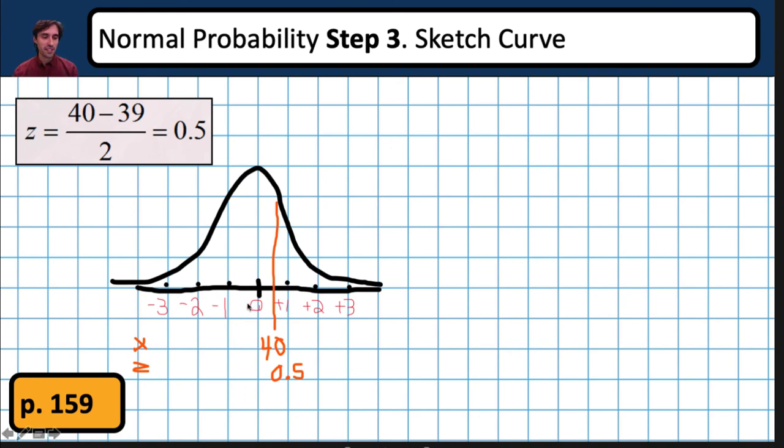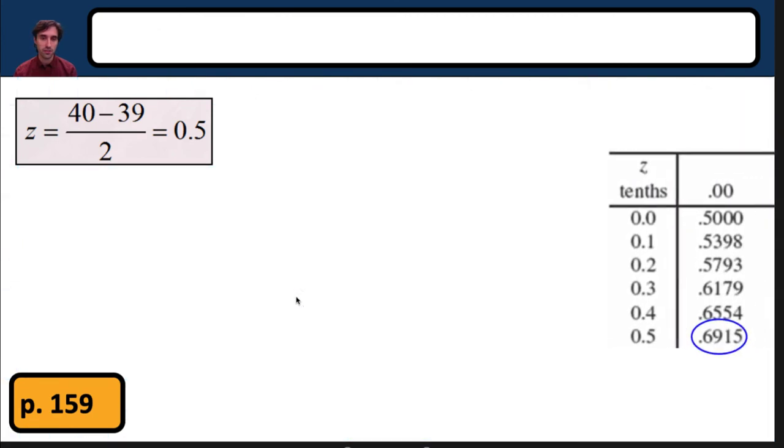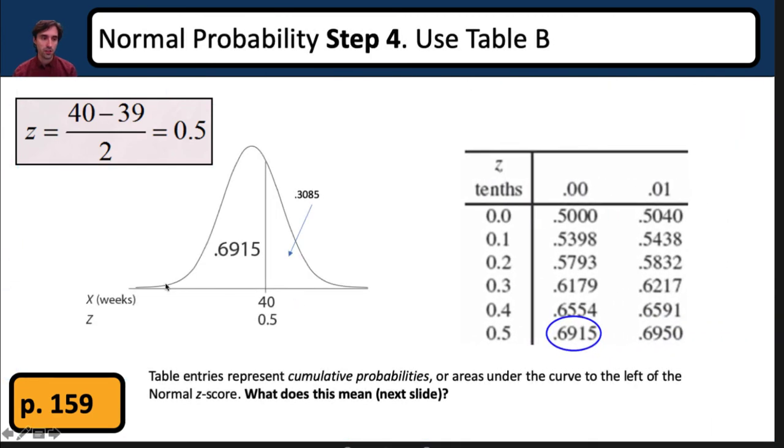Okay, so we have a mean of 39 right here, and we are looking at this. It's not one full standard deviation. It's actually halfway, because remember our standard deviation is 2. This would be 41 weeks. This is 39 weeks. We're looking at that 40, and we're looking at the area under the curve.